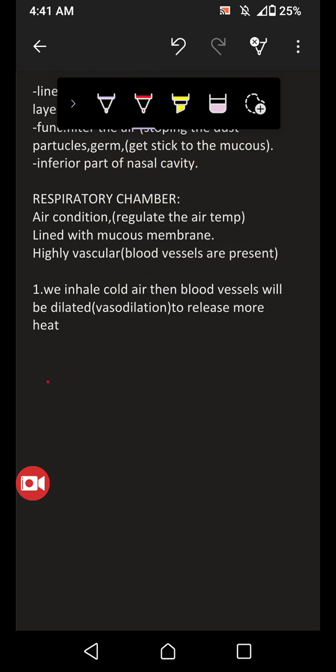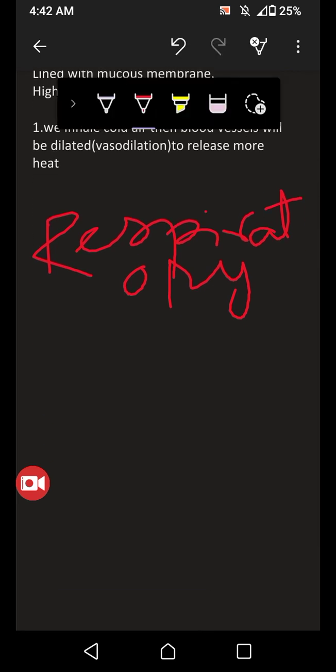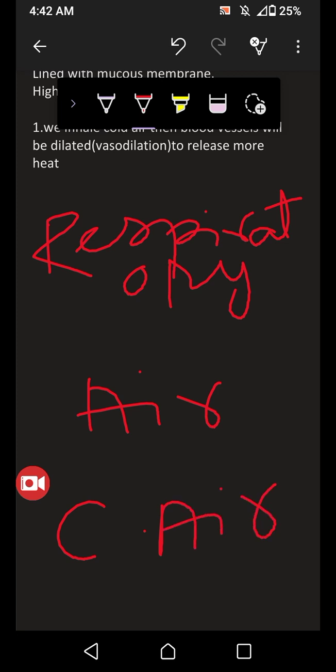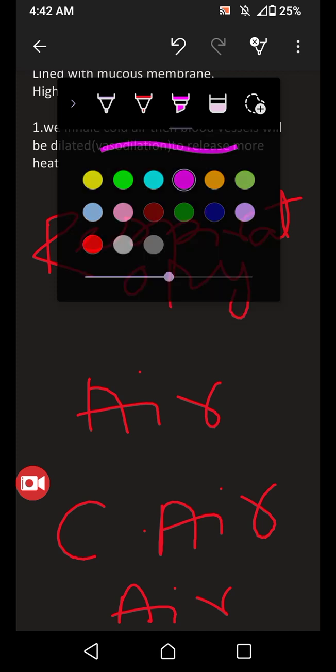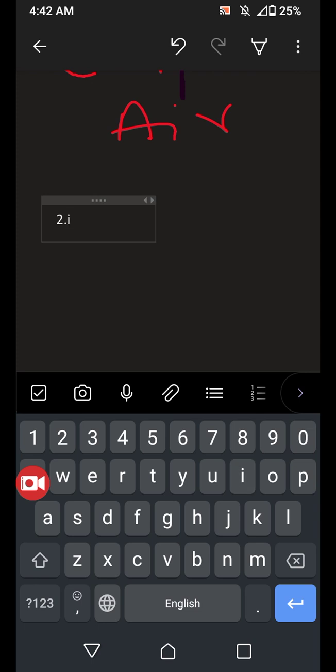Okay, so over here, the respiratory chamber, cold air, and it will again turn into normal air. So this process is basically known as vasodilation. Okay, and the first step was about the cold air. So when we inhale cold air, vasodilation will take place and the blood vessels will be dilated to release more heat.